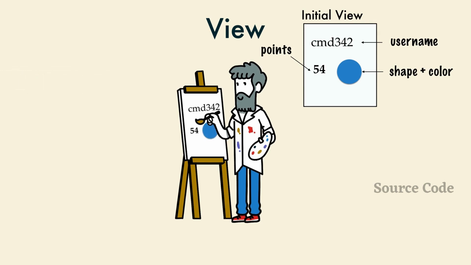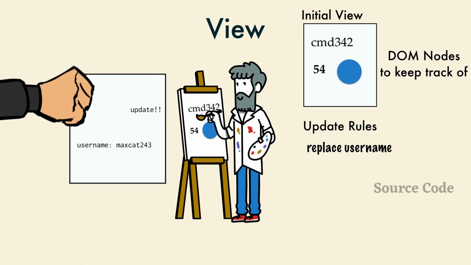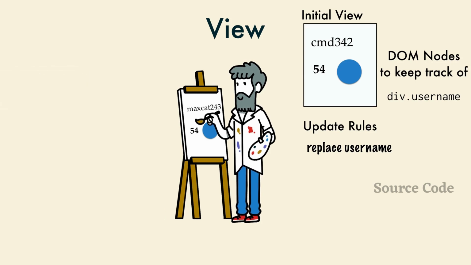But then the model sent the View an updated username. He had to know how to change his painting to show the new username. To do that, he had to keep track of a username div. He dutifully updated the DOM directly.